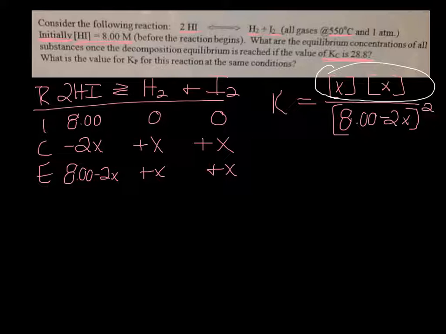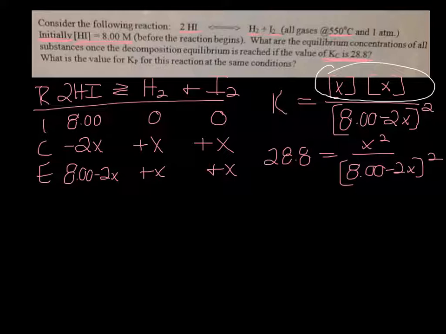So to solve this problem, I need to plug in my Kc. I'm sorry, I forgot to plug in my Kc. That's an important value that we need to know. So if I'm going to reduce this equation down, I have 28.8 equals x squared divided by 8 minus 2x squared. Here's the point where I'm going to take the square root of both sides. If I take the square root of both sides, I end up with x over 8 minus 2x equals the square root of 28.8, which is 5.37.